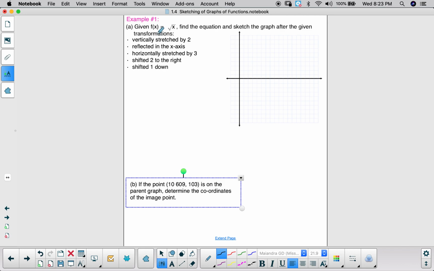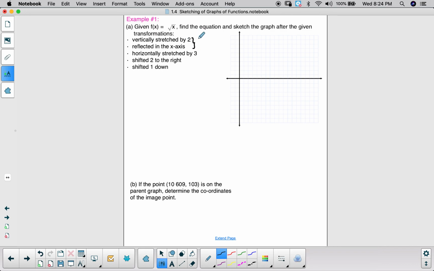So here you have an example. You're given a function f of x equals square root of x. Find the equation and sketch the graph after the given transformations. So these are the 1, 2, 3, 4, 5 transformations that have occurred to f of x equals square root of x. Vertically stretched by a factor of 2, and a reflection in the x-axis. So these both have to do with the vertical part, right? And then this shift down is also a vertical change. Whereas a horizontal stretch by 3 and a shift of 2 to the right, they're all horizontal changes.